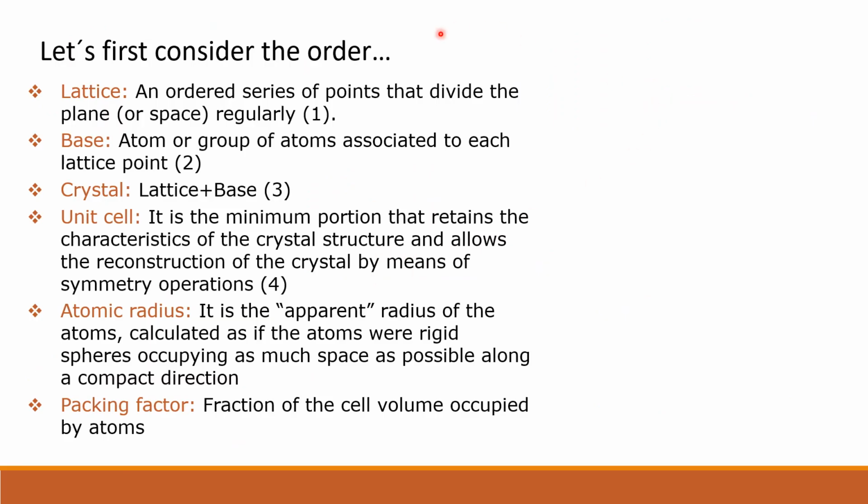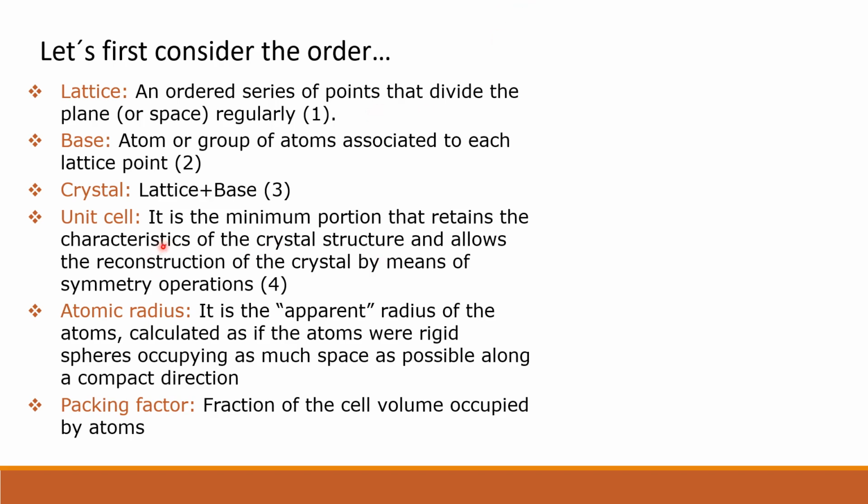Well, let's come to the concept of order. And we have some concepts that are very important when we are going to describe crystals. First is the lattice. A lattice is an ordered series of points that divide the plane or the space in a regular way. The base is the atom or group of atoms associated to each lattice point. If we join these two ideas, lattice and base, then we have a crystal. So the crystal is the set of lattice plus base.